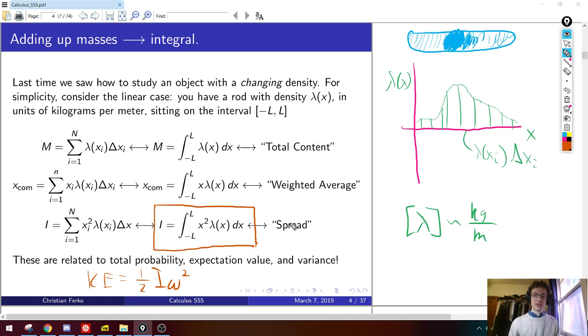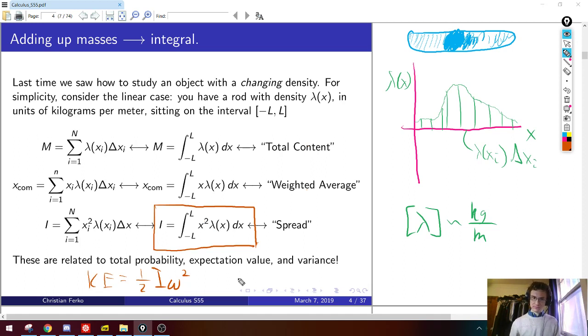So if you're trying to interpret these, you might say that this thing is something like the spread, right? Because this thing becomes larger if you weight more heavily masses that are far away from the origin. So the size of this thing tells you basically how much of this mass is distributed far from the origin.